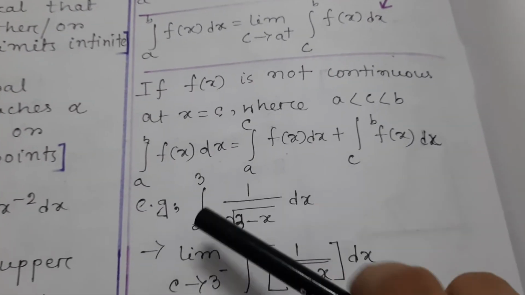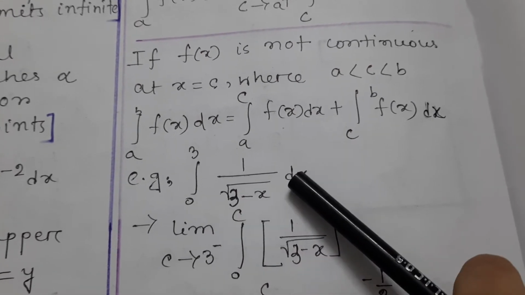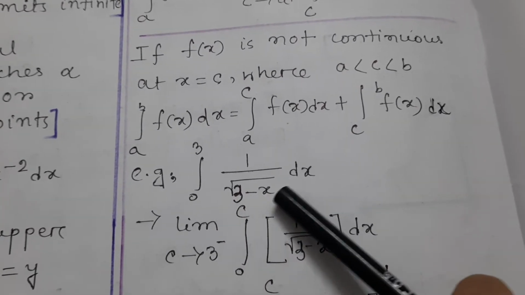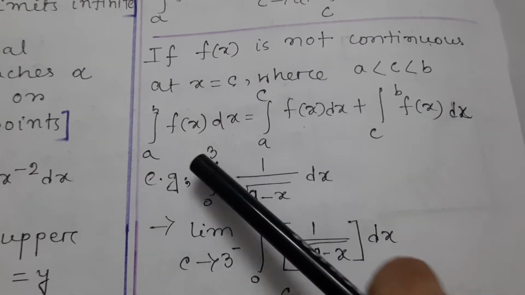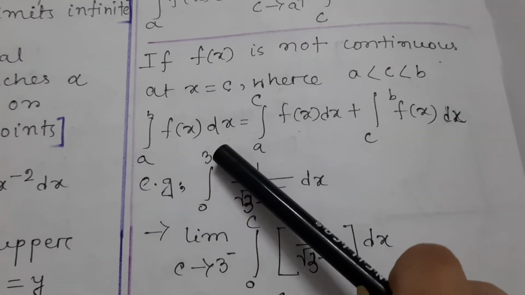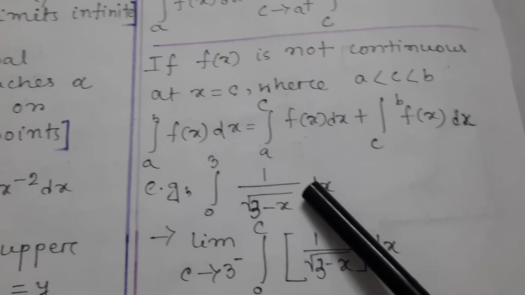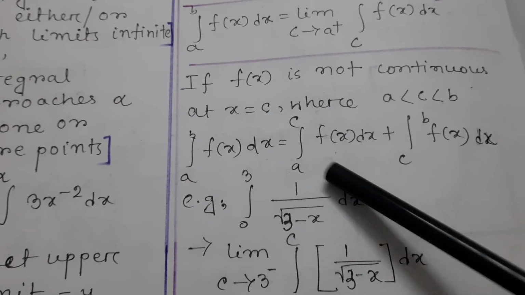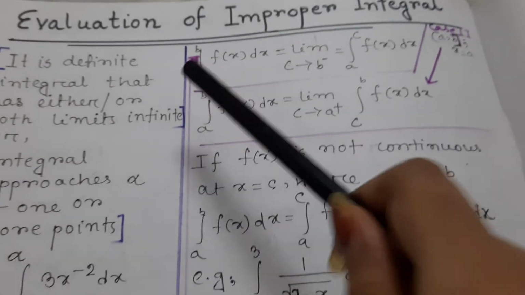Example: the first example, the integration from 0 to 3 of 1 by root over (3 minus x) dx. For this, the upper limit doesn't exist. So for this, at the upper limit 3 the value goes to infinity. Which case is this? This is our first case, for the upper limit b.